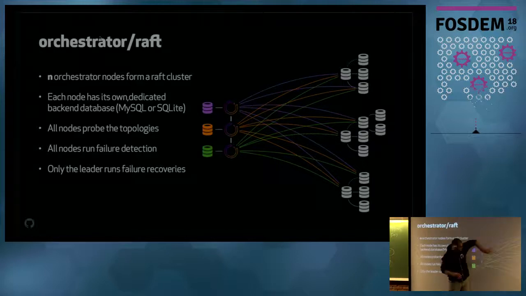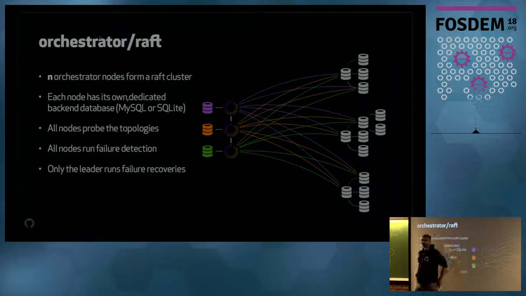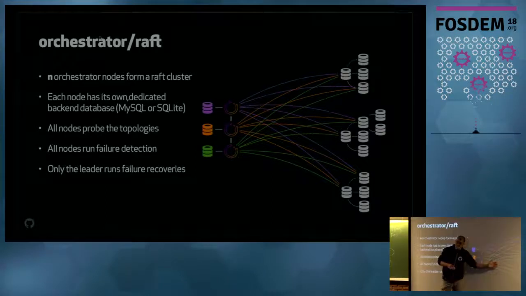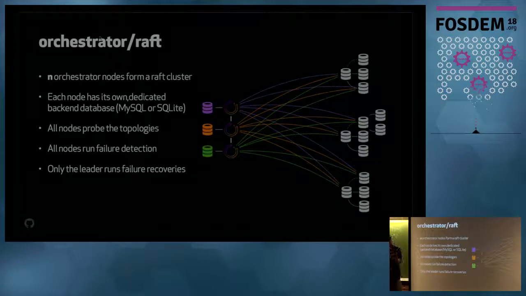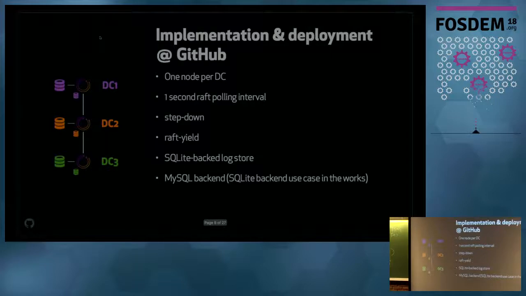Each of these Orchestrator nodes is independently monitoring our entire topology. So they're probing the MySQL service. How are you? What's your status? Who is your master? Who are your replicas, etc.? And any one of them is able to diagnose a problem, but only one of them, which is obviously the Raft leader, is running failovers. So only one is taking active action upon failure. And I'll illustrate shortly a failover flow.